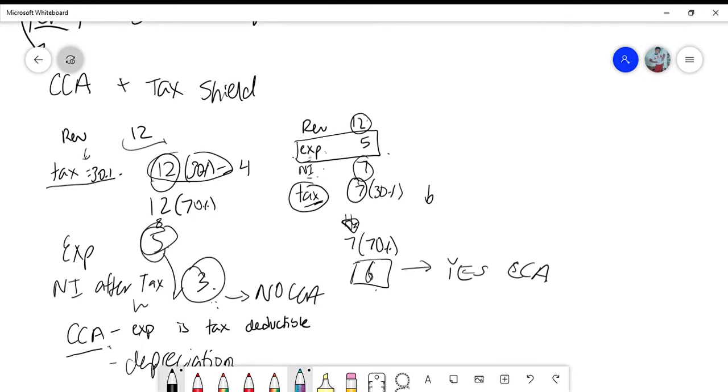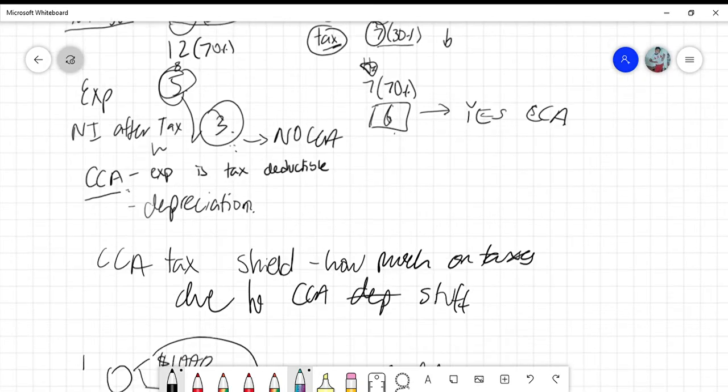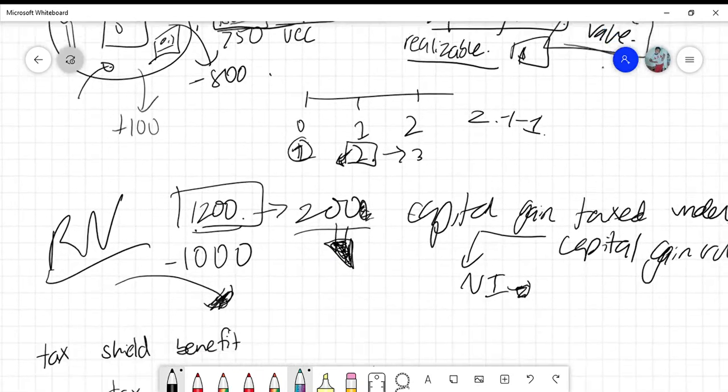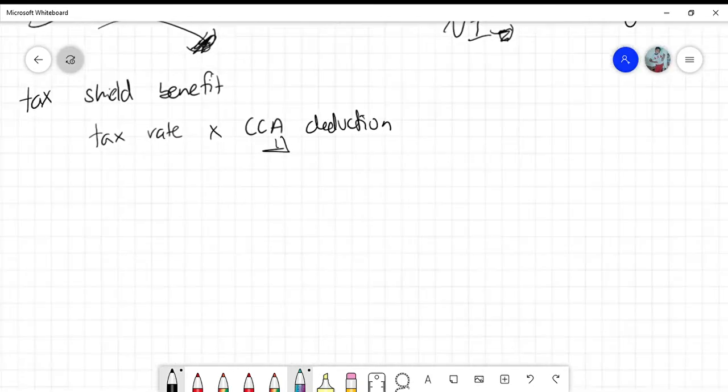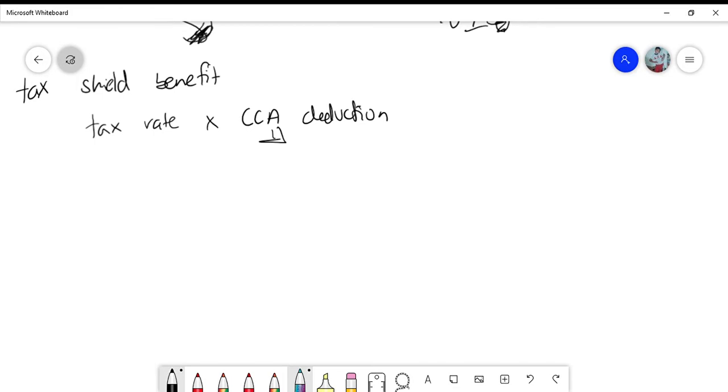7 times 30? That's net income. Oh my god, it's 5 times 30, because 5 is the expense. Wait, no, it's not times 30. It's 5 times the CCA rate. It would be expense times the CCA rate. So for our example, we're going to use 20% as our CCA rate, just because we're too lazy to change it. Actually, no, let's use 10%, because 10 is a nice number.